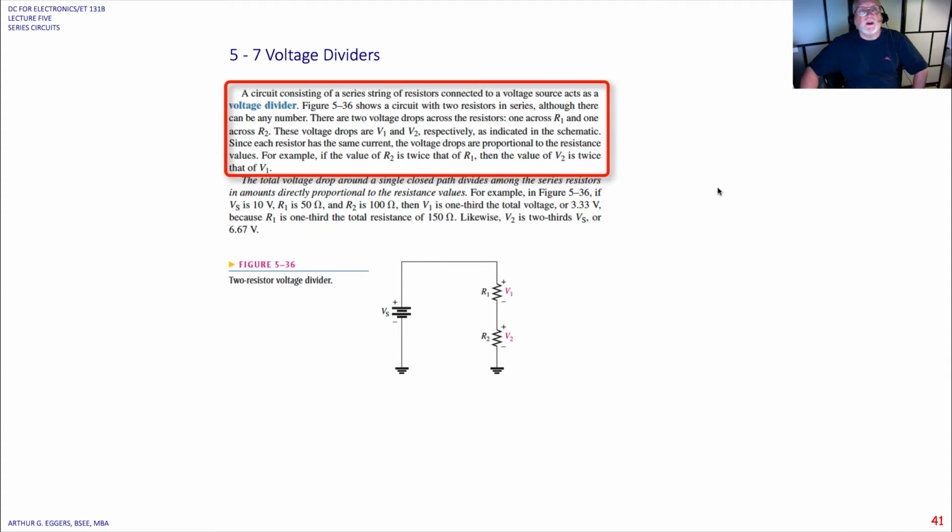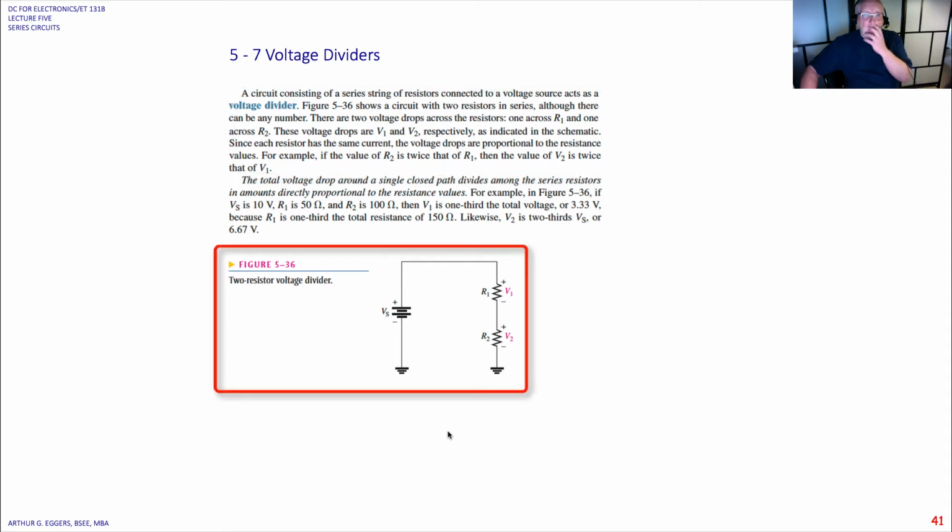Okay, so moving on, what is a voltage divider? Well, your text says a circuit consisting of a series string of resistors connected to a voltage source acts as a voltage divider. So if we look at the diagram below, really what it looks like is a series circuit. We have two little funny grounds on here, but it's basically a series circuit. We've got a source, we've got two resistors.